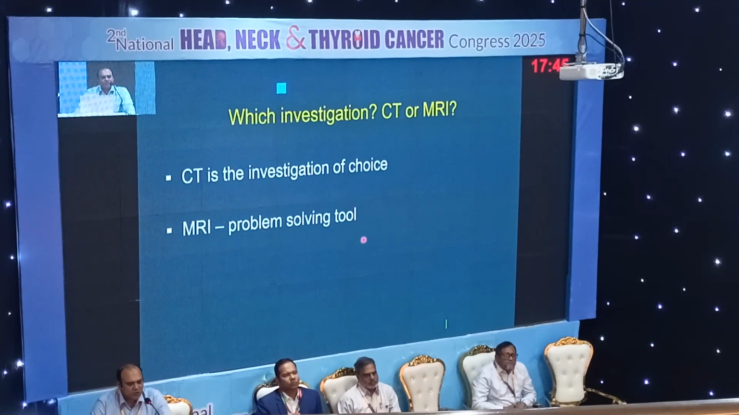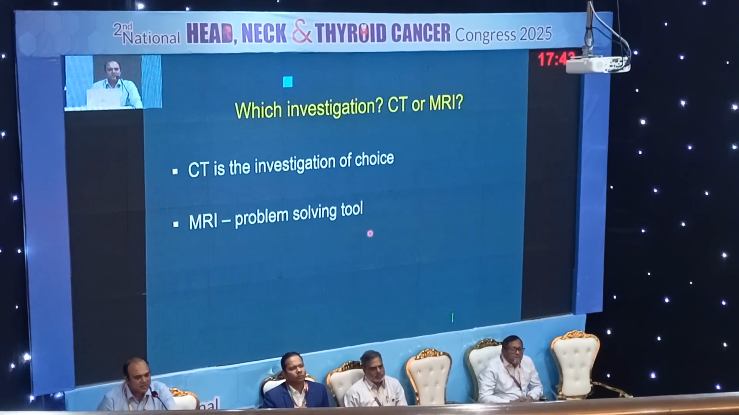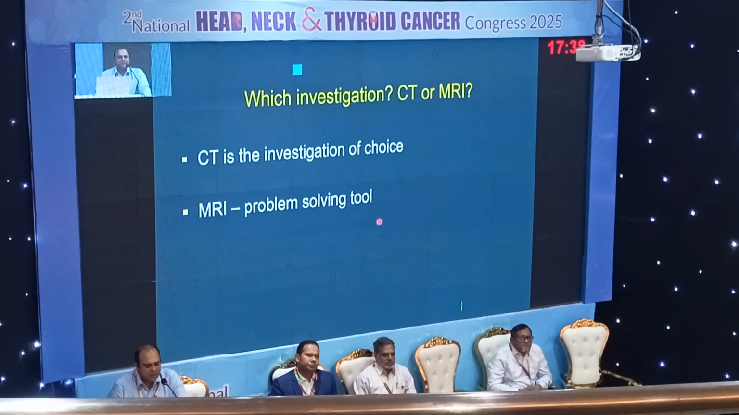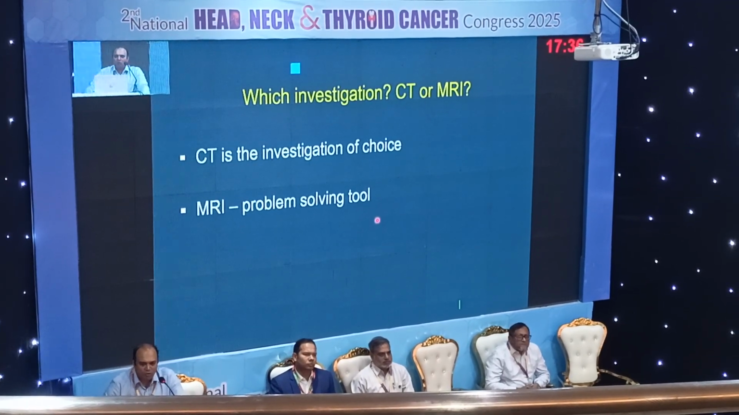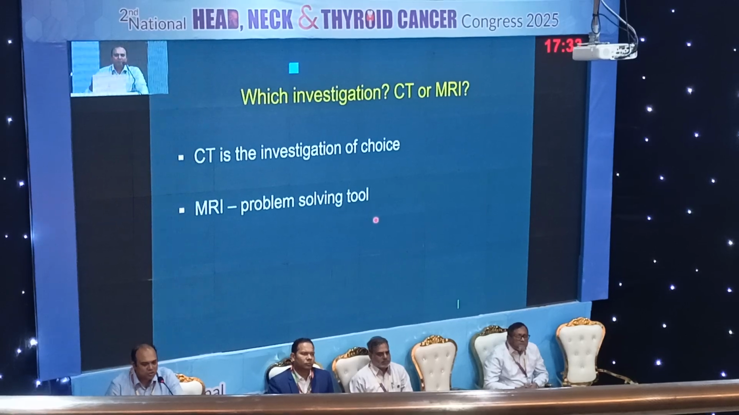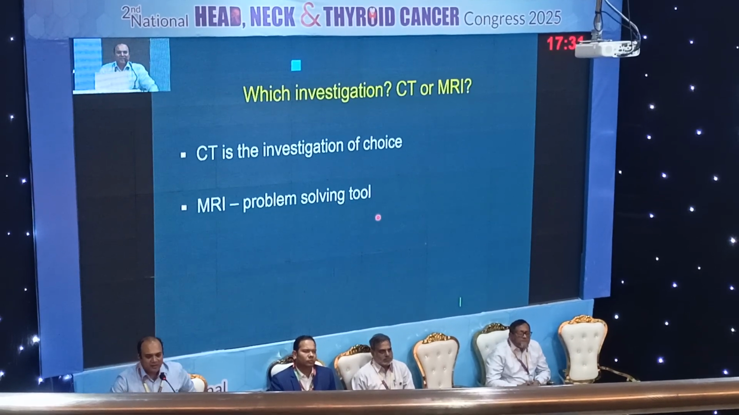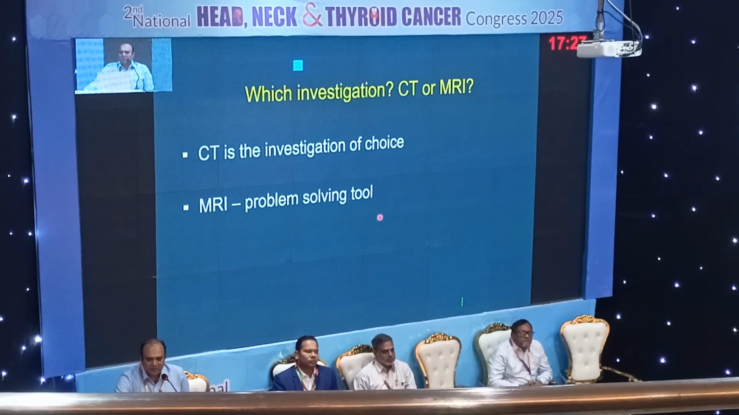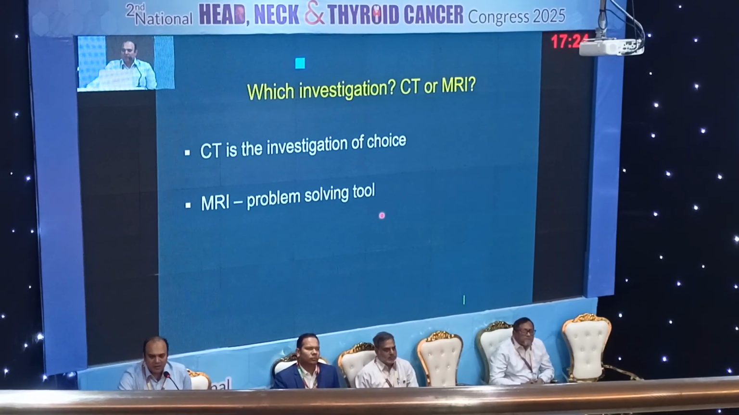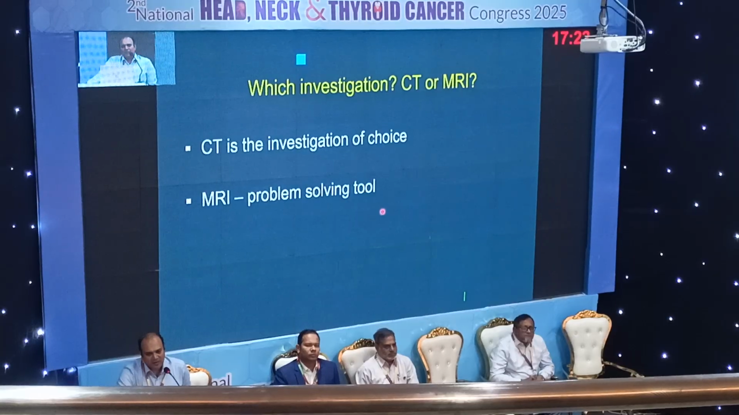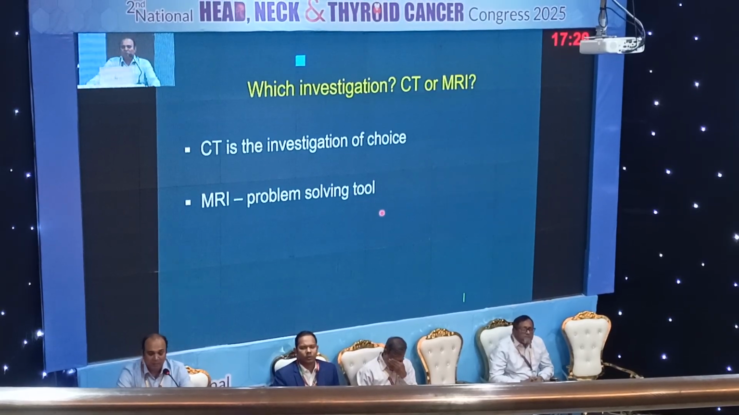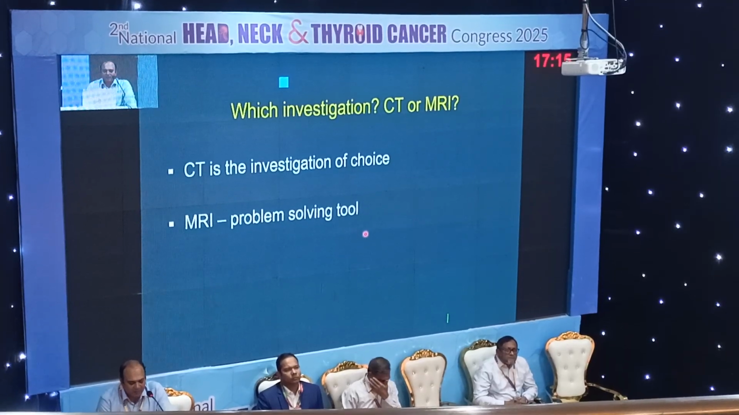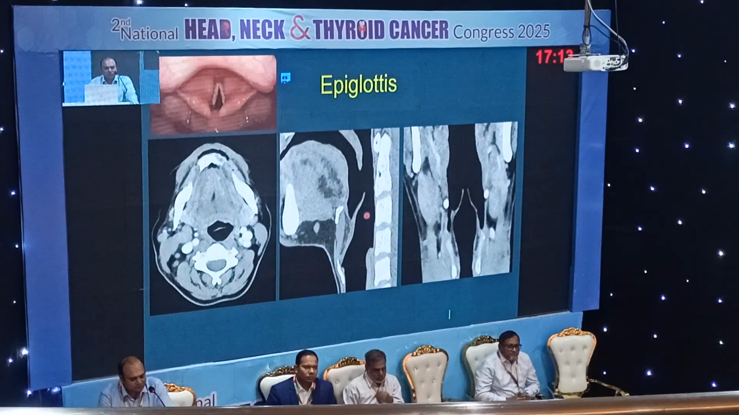The investigation of choice is a thin slice contrast enhanced CT scan, the standard investigation of choice for larynx and hypopharynx. The MRI may be problem solving too. For specificity for cartilage, the CT is better. The sensitivity is more with MR. If you want to assess prevertebral fascia or muscle involvement, MR may be better. In all general situations, we generally recommend CT scan as the investigation of choice.